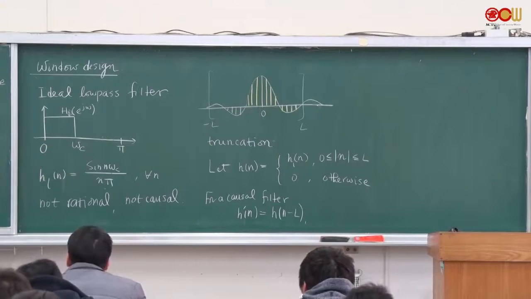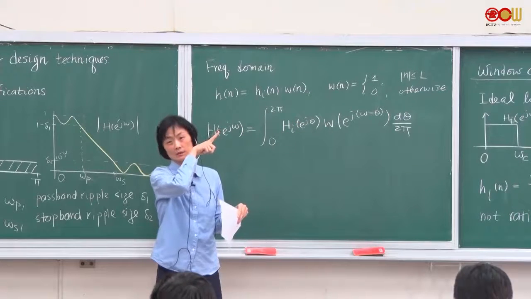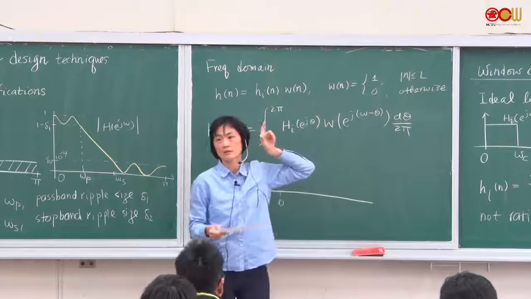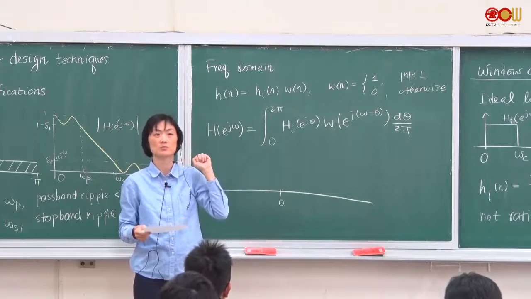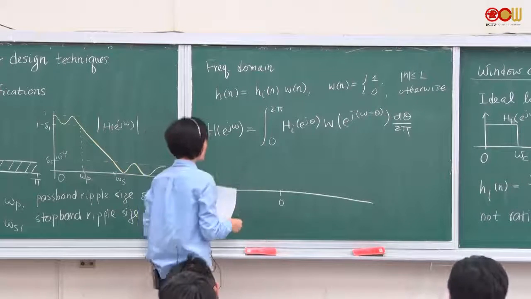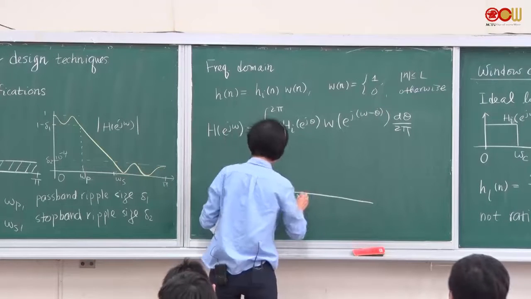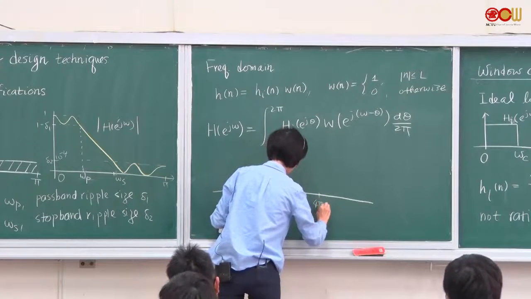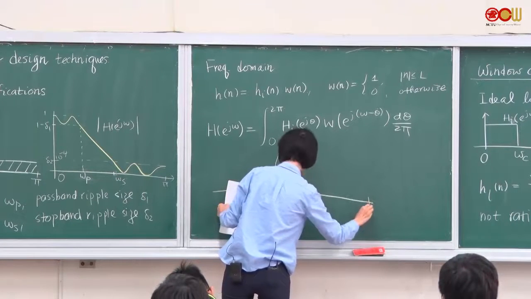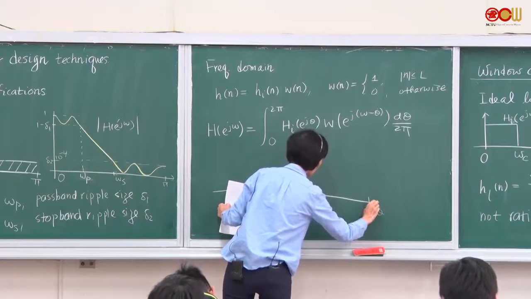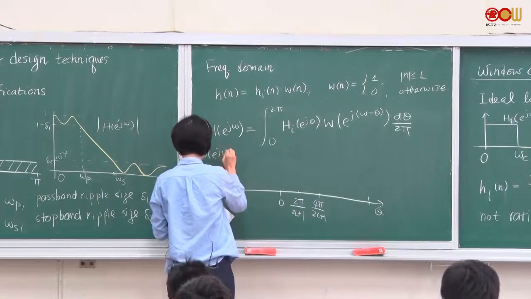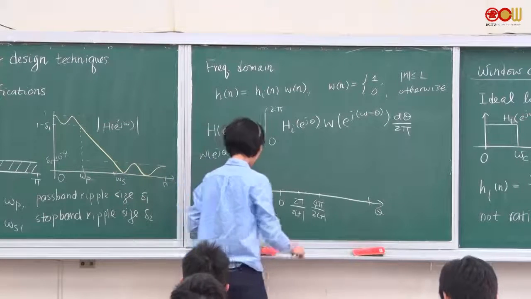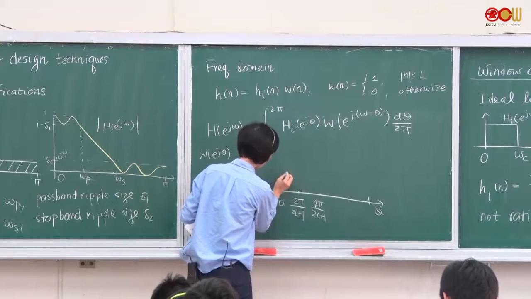Now let's draw what W is. W is the rectangular window, so we know very well what it looks like. What's the length of the window? It has 2L+1 coefficients. And why do we need to know the length? Because it will determine the zero crossings: 4π/(2L+1), all the way to 2π/(2L+1), and this is θ. This is W(e^jθ). And on the other side, it will be minus 2π/(2L+1). So it will look like this.